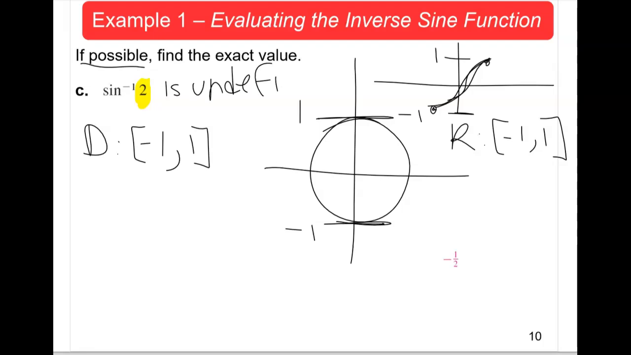I'm not sure if WebAssign will have an option that says undefined. Sometimes they have "does not exist," or it might have "not possible." So that will be up to the options that you have.